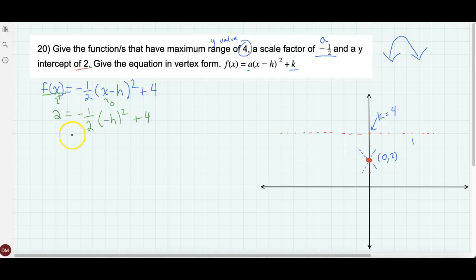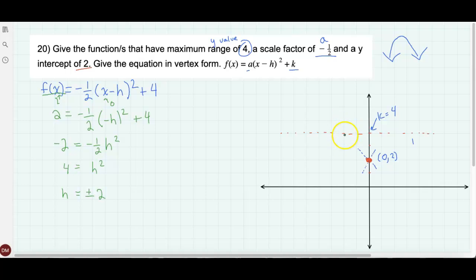If I subtract 4 from both sides, I'll have -2 is equal to -1/2 h squared. Multiply both sides by -2, and I have 4 is equal to h squared. Here we go. Square root principle. h is equal to plus or minus the square root of 4, so plus or minus 2. Okay, so that is our vertex.